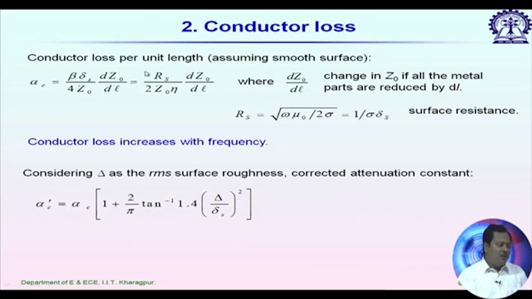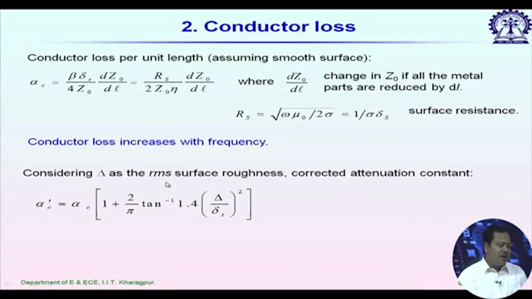Now, when we calculate alpha c using this formula, we made one important assumption. What is that assumption? That the metal surface is smooth. So, there is no roughness on the metal surface, but if we look at a practical metal surface, it has some roughness. Due to this roughness, loss further increases. So, we have again one more closed form expression, which is given below.